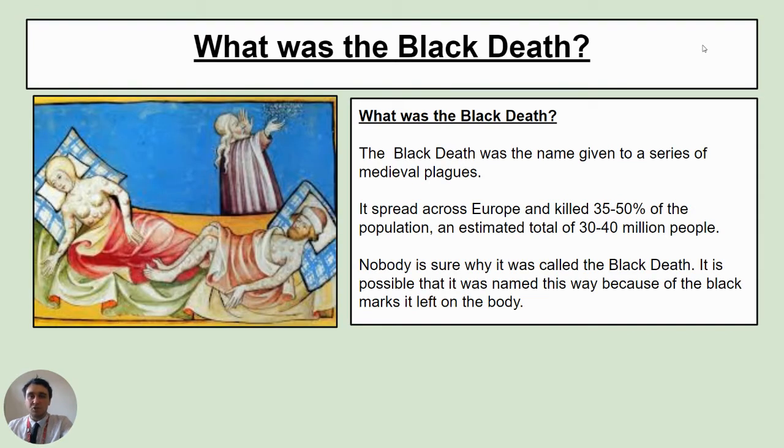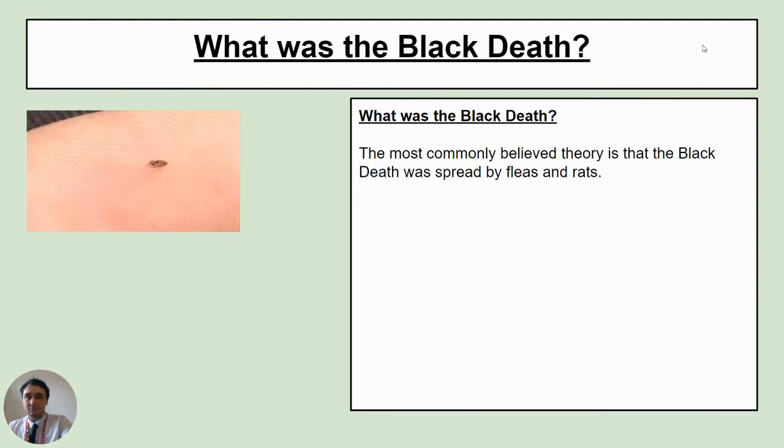Now, no one's quite sure why it's called the name Black Death. It's possible that it's named this way just because of the black markings that it left on the victims' bodies. And we'll look at that a bit more in a minute.